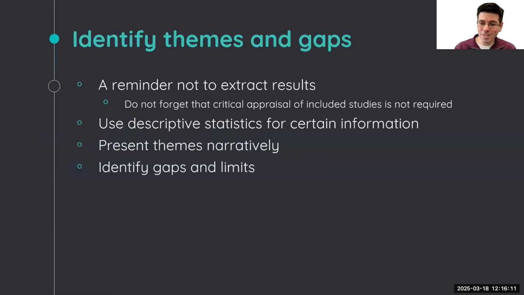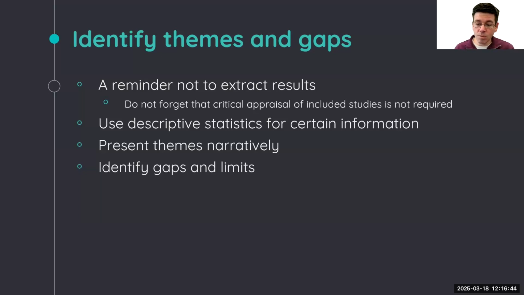A reminder again, this is maybe the second or third time that I've mentioned this: try not to extract results. There's no critical appraisal that takes place in the context of a scoping review, again, because we have a mixed bag of study designs or even of document types. And so critical appraisal becomes difficult because we can't use one form or one data extraction, or one critical appraisal tool to critically appraise all of the studies uniformly. So doing that is an optional step in the context of a scoping review.